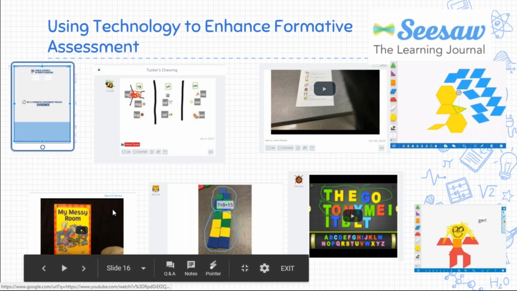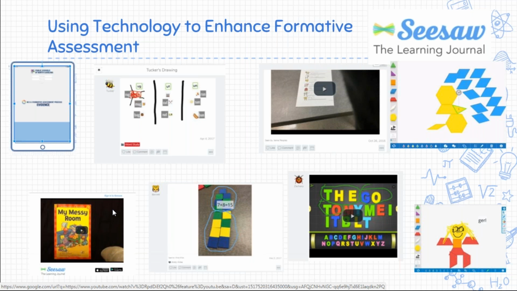We also flip this and use it for homework. So the kids record at home on Seesaw and send it to me. They take their books home that they're reading, and we use the standards, and we have a little question grid that we design based on the standards.